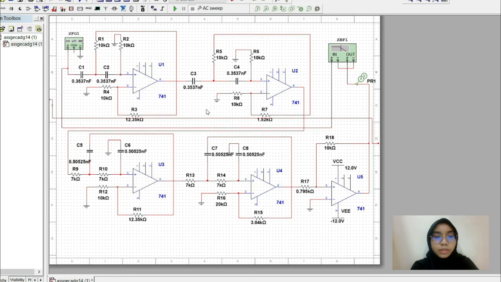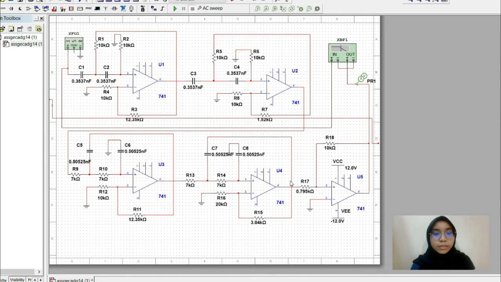So basically, we are using Multisim to create and analyze the circuit. As you can see from the simulation, we are using 18 resistors with different values, and also there are 8 capacitors that we use with two different values, which are 0.3537 nanofarad and 0.50525 nanofarad. There are 5 operational amplifiers that we use in this simulation. At the upper part of this simulation is the high pass filter, and the below part is the low pass filter. So we can note that this simulation is the FOD or the bandpass active filter.